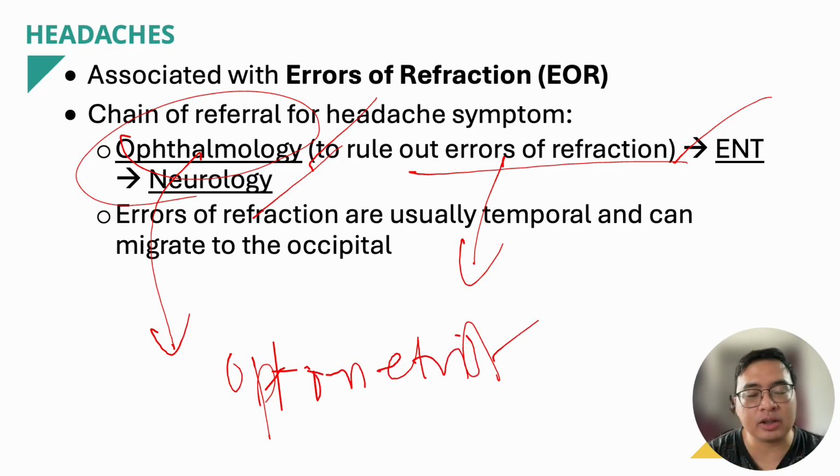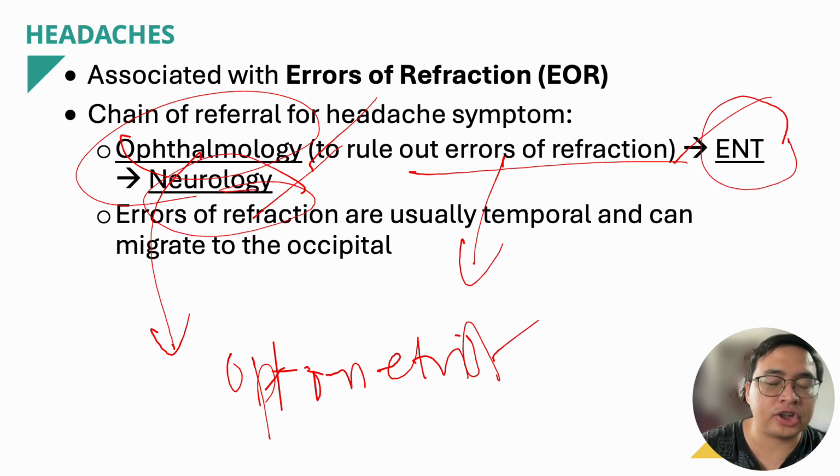And the headache associated with the error of refraction is usually located temporally, but sometimes it will migrate to the occipital region. So if there's a problem with the error of refraction, then you need to refer to ENT later on and then to neurology to look for any other etiologies.